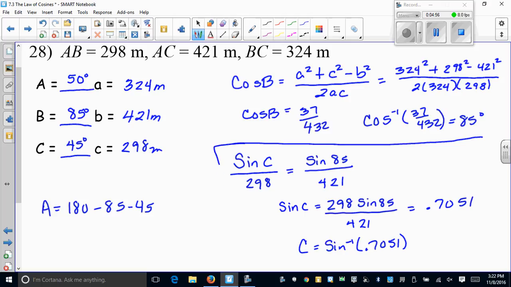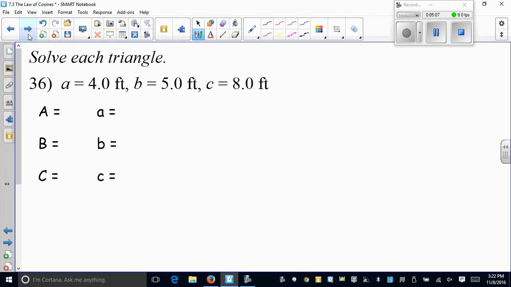Okay, so next example. This one they were a little bit nicer on. They did give you everything that you needed. A is 4.0 feet. B is 5.0 feet. And C is 8.0 feet. Yes, my first one should be 4.0 as well. Don't ask me, I don't know.